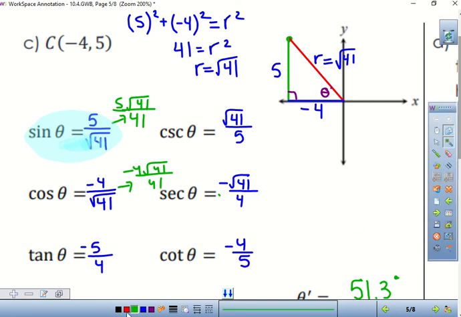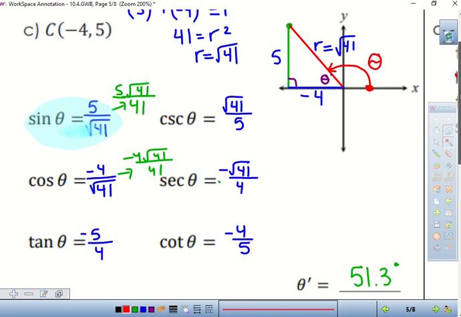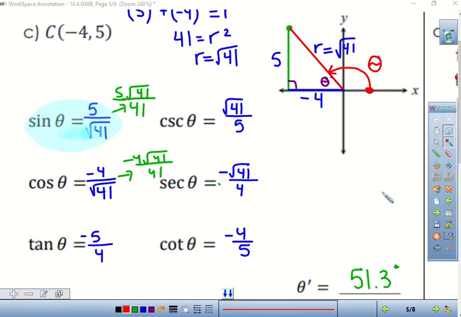Okay. So here, we now need to find actual theta. So actual theta went here until it touches the terminal side. It always goes from the initial side, which is the right side of your x-axis, all the way to the terminal side. So this is regular theta. Any ideas on how we could find regular theta? Wait, Miss Russell, how do you find that angle again? It's theta prime: 5 divided by square root of 41 equals, second sine.